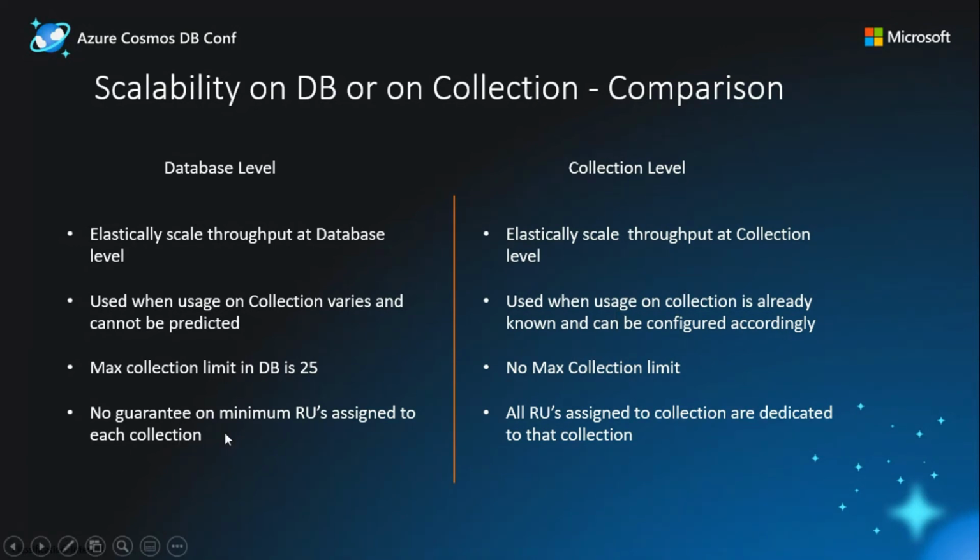Also, in case of database level throughput definition, you don't have any guarantee on what will be the minimum number of RUs assigned to any collection, because it will depend upon the load. So if one of the collections has high usage, then another collection which has very minimal usage might even drop down to very few RUs assigned. But if you have a throughput defined at the collection level, then that particular minimum RU will be dedicatedly available to the collection. So it's up to you what you want to decide upon.